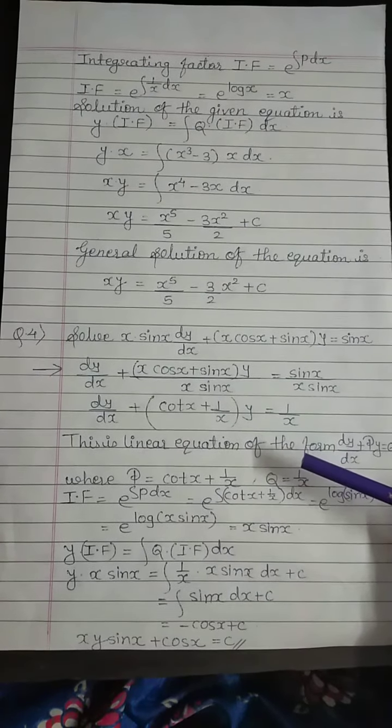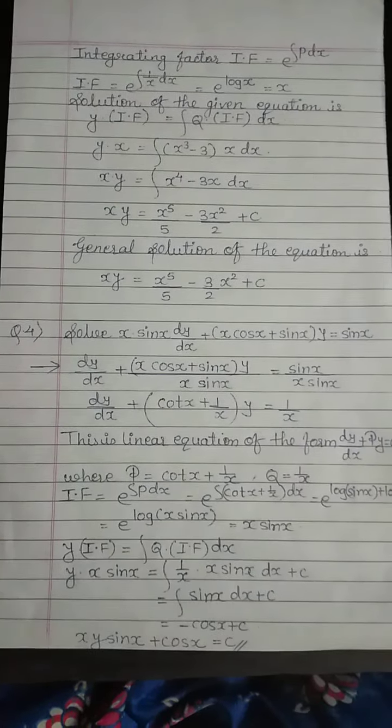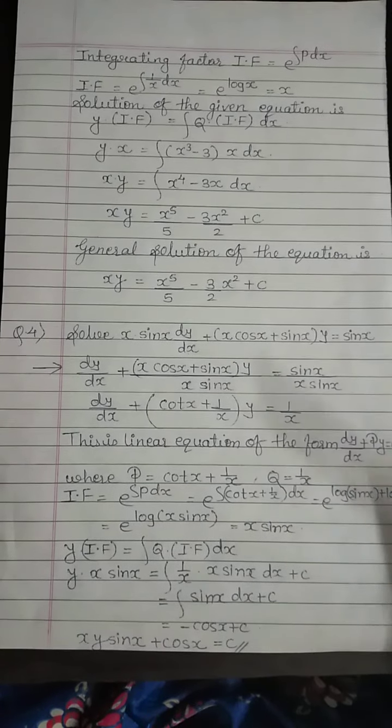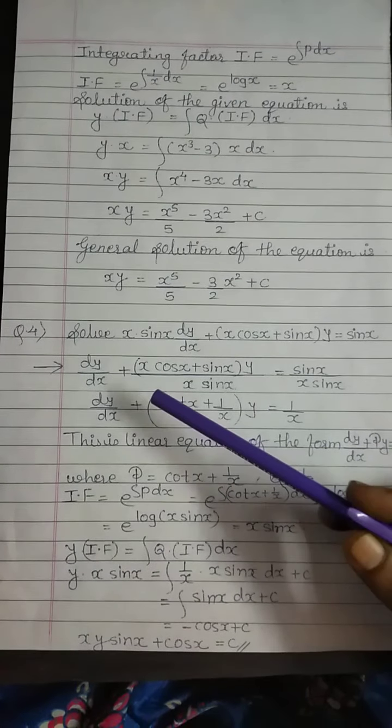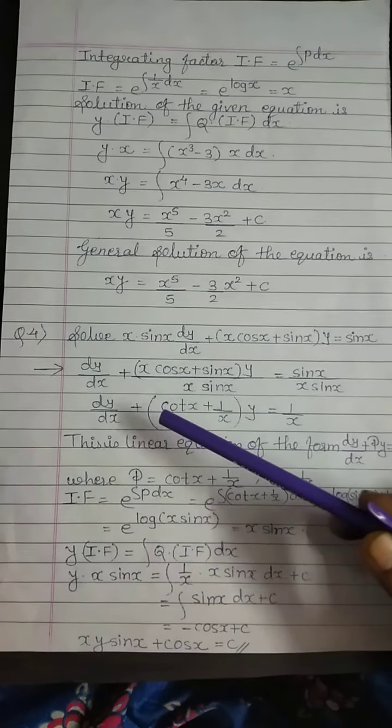Now this is in the linear format, and therefore we have dy by dx plus cot x plus 1 upon x into y is equal to 1 upon x. Where the value of p is cot x plus 1 upon x and the value of q is 1 upon x. So the integrating factor IF is given by e raised to integration of p dx, that is e raised to integration of cot x plus 1 upon x into dx.